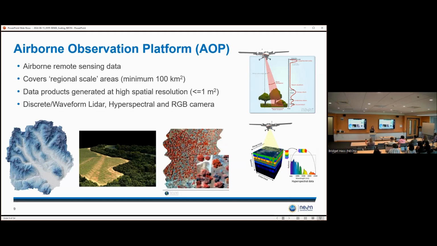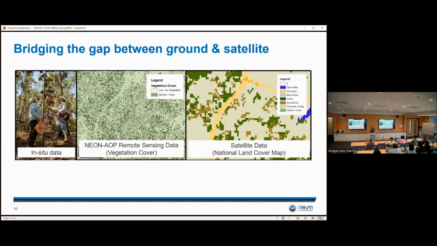Our LiDAR and hyperspectral are collected at about 1 meter resolution on the ground. Most of our sites are around 100 square kilometers, so 10 by 10 kilometers. Some of our aquatic sites are a little bit smaller, so that's capturing that kind of regional scale data. AOP was really designed to be this bridge between ground-based measurements that are collected at NEON and satellite data. You can see here in the middle, this is a canopy height model of one of our sites, and you can get much finer resolution than this satellite data of the same area.